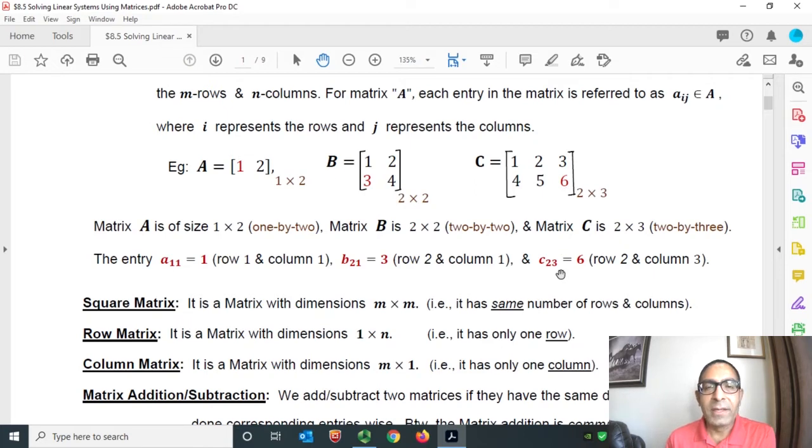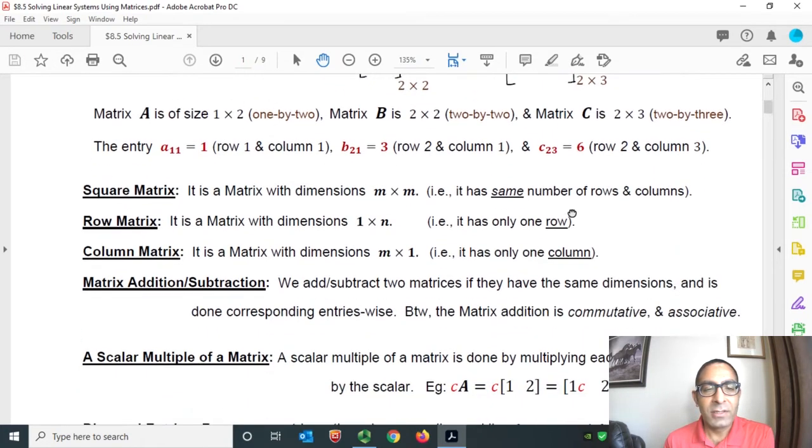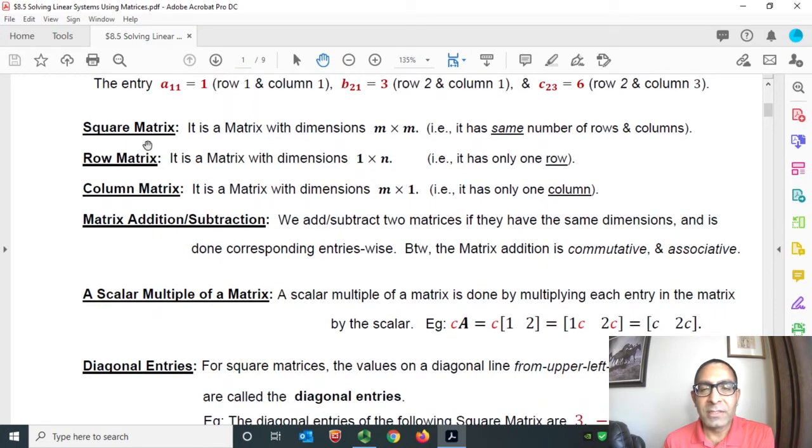Great. Next, let me give you some other definitions of matrices. A square matrix is a matrix which has the same number of rows and columns. A row matrix is a matrix which has only one row. A column matrix is a matrix which has only one column.